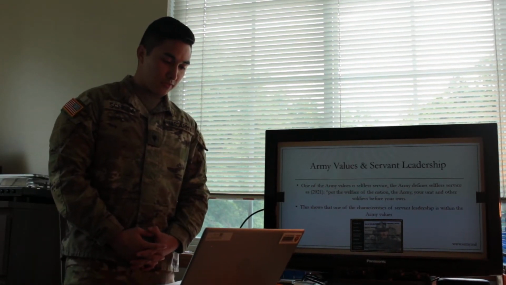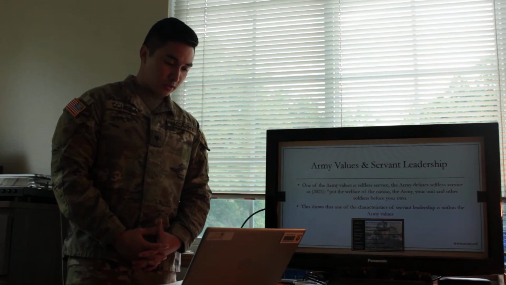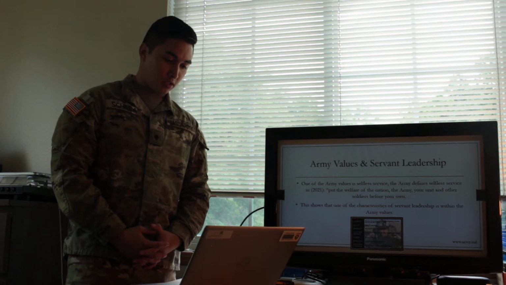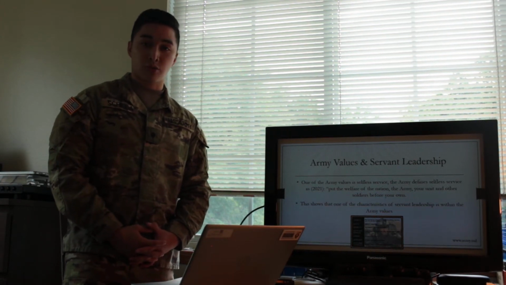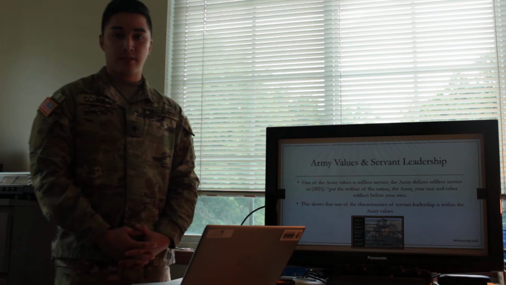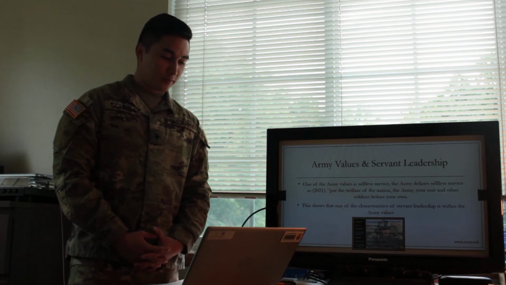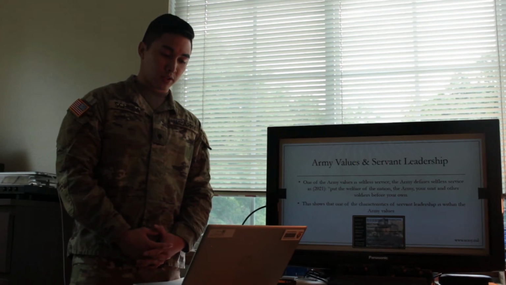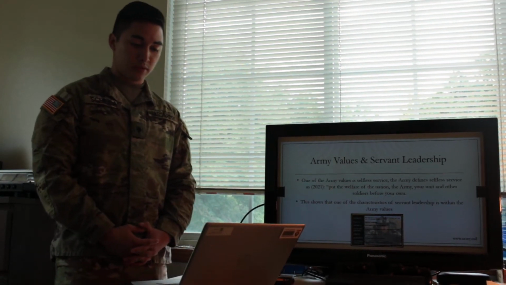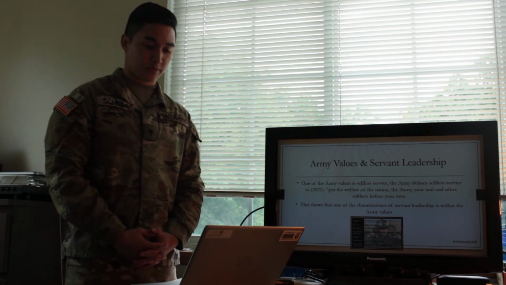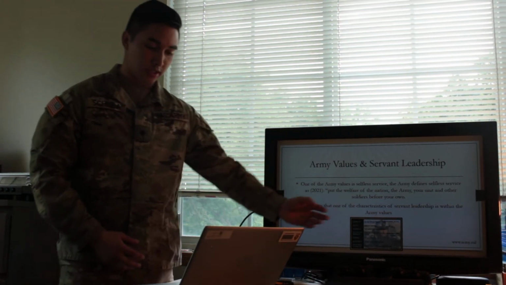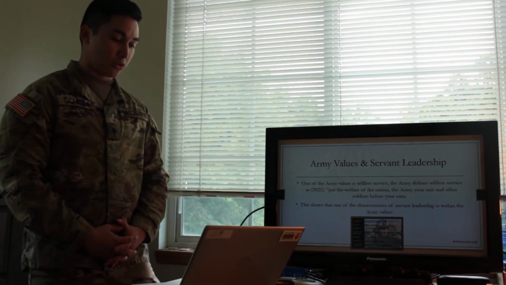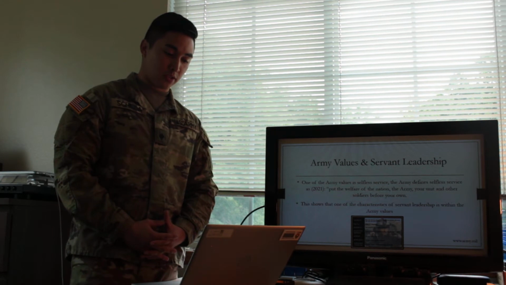So the Army values on the Army.mil page says, we put the welfare of the nation, the Army, your unit, and other soldiers before your own. This selfless service ties back into servant leadership once again. And this shows that one of the characteristics of servant leadership is in fact in the Army values. So down here we can see loyalty, duty, respect, selfless service, honor, integrity, and personal courage are all of the Army values that we hold.